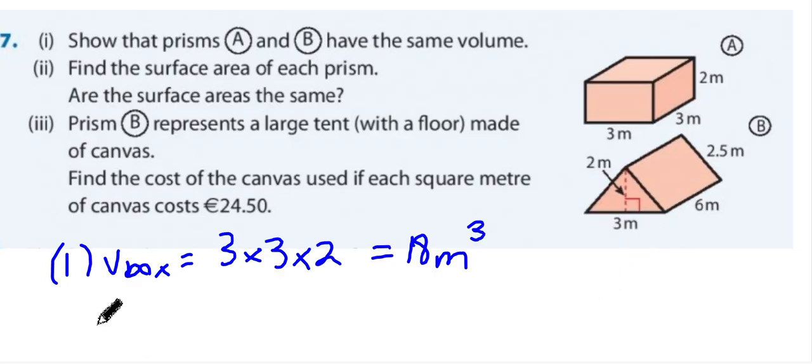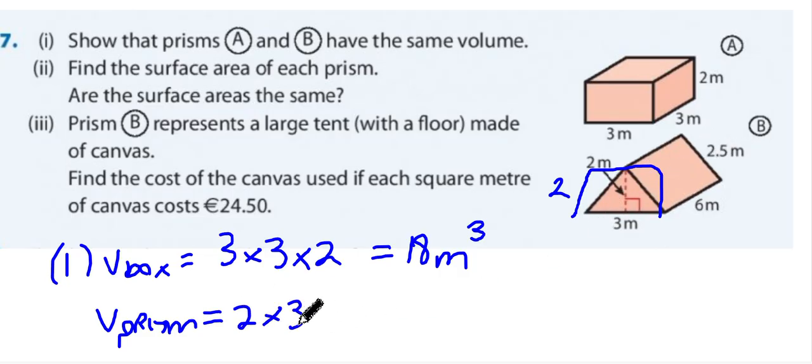So we just call it a prism. So what we could do is say here's the box. So it would be 2 in height and 3 across, wouldn't it? So it would be 2 by 3 by 6, which is 36, and then divided by 2, 18.